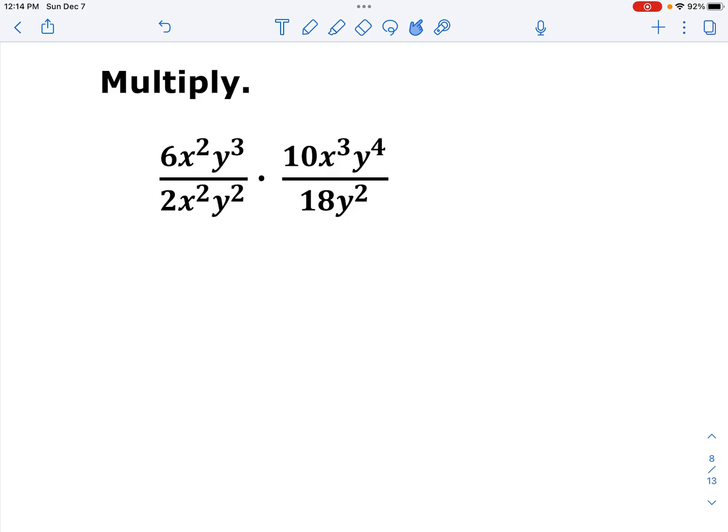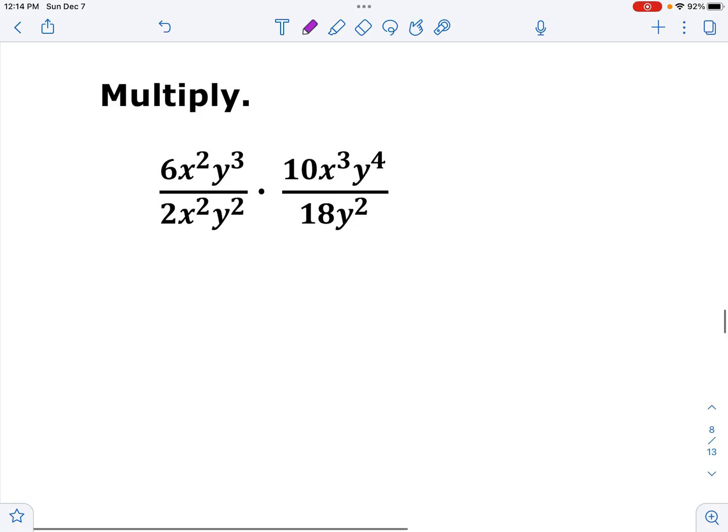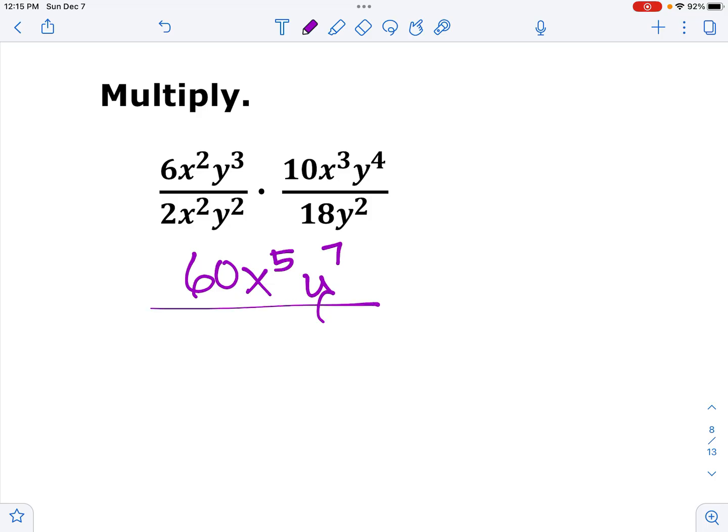So I'm going to multiply across the top, 60. 6 times 10 is 60. X to the second, x to the third is x to the fifth. Y to the third, y to the fourth is y to the seventh. On the bottom, 2 times 18 is 36. And then I don't see any other x's besides that first x squared. Y squared and y squared again is y to the fourth.